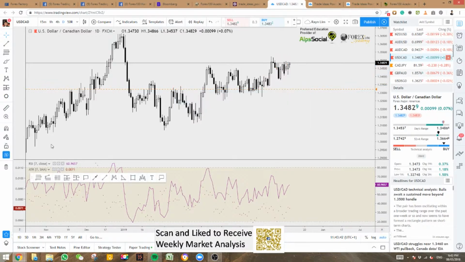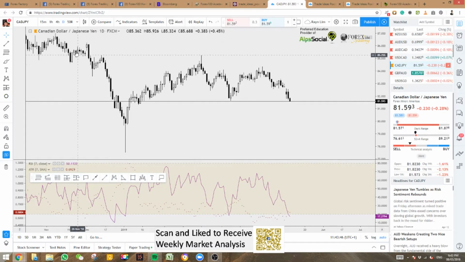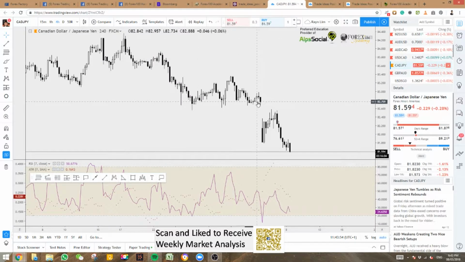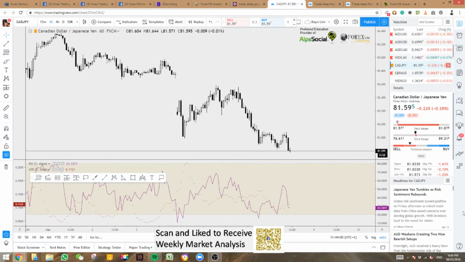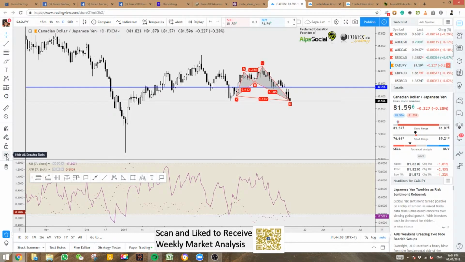Moving to the last two pairs, Canada yen. Over here, market came down, went up, went to consolidation. To the 4 hour chart, this is also a very interesting setup. Market gapped and moved downwards. To the 1 hour chart, this is what I have over here. Alright, so to the daily chart, I'll share my analysis.